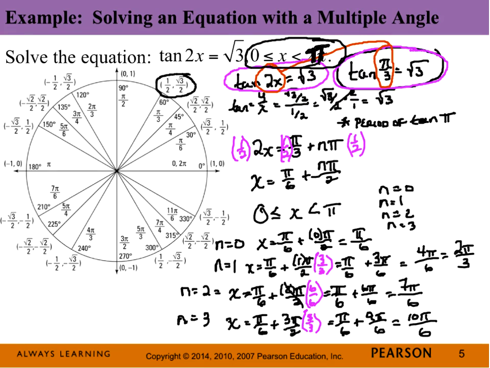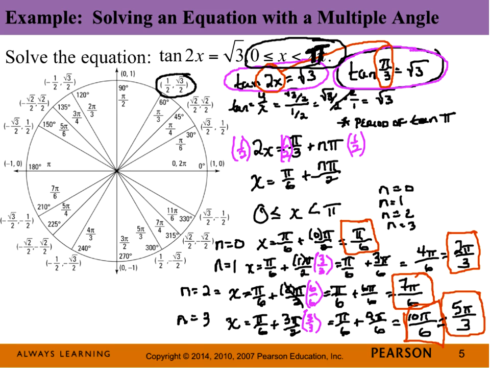So let me just highlight all of our solutions to the equation here. We have pi over 6, 2 pi over 3, 7 pi over 6. Oops, that reduces. 10 pi over 6 is the same thing as 5 pi over 3. So there's our last solution for the interval 0 to pi. All right, we'll move forward.